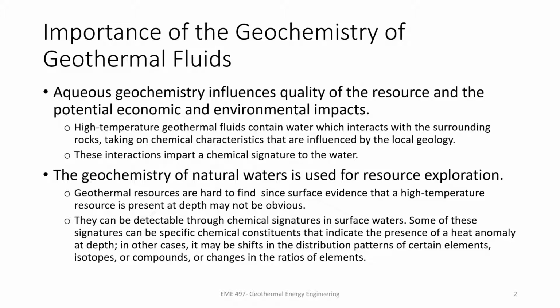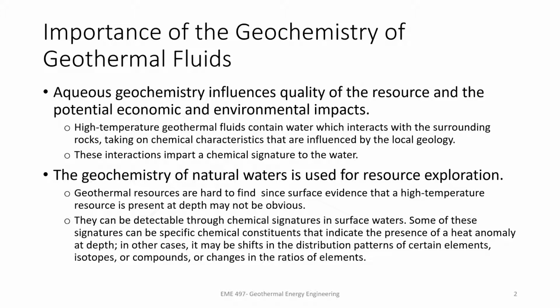In those cases where recent igneous activity is not part of the geological history, high temperature geothermal fluids can form where deep fluid circulation is facilitated by faulting and fracturing, allowing water to reach depth where heat is available to raise the temperature sufficiently to be used for power production. And this is usually around or greater than 120 degrees Celsius.